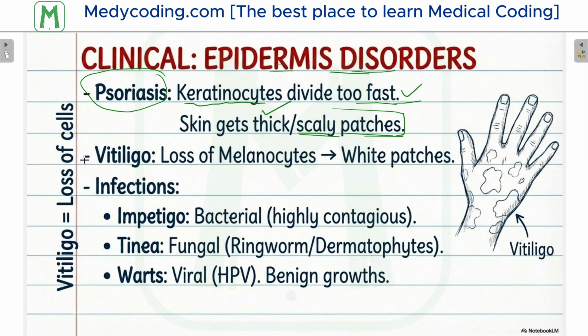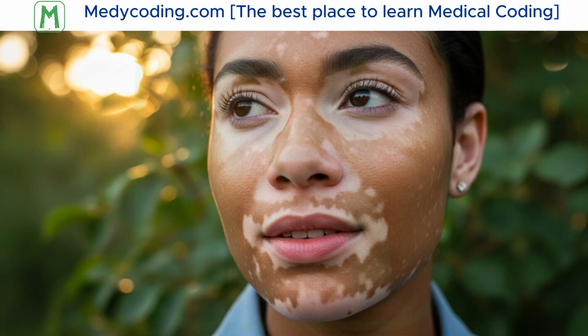Okay. The next is vitiligo. That is caused due to the loss of melanocytes. Melanocytes secrete the pigment that is melanin. So if a disorder of melanin occurs, then white patches are created on the skin. Now you can see in this figure, this condition is known as vitiligo.